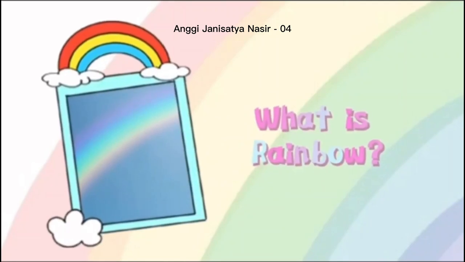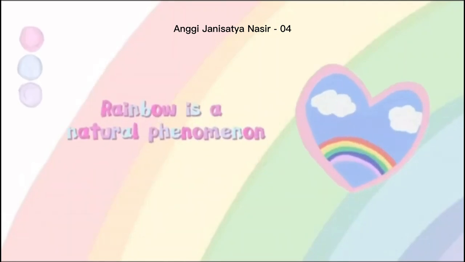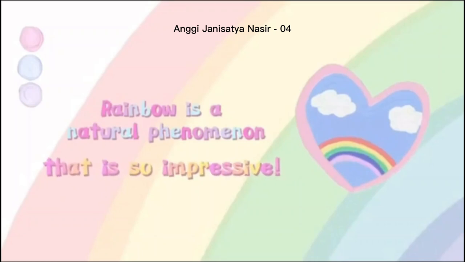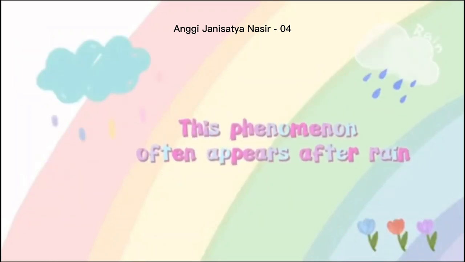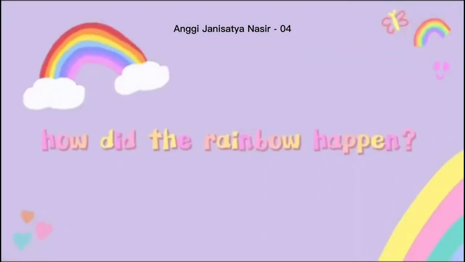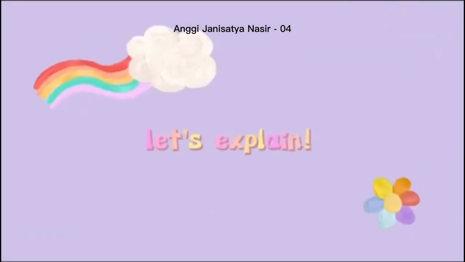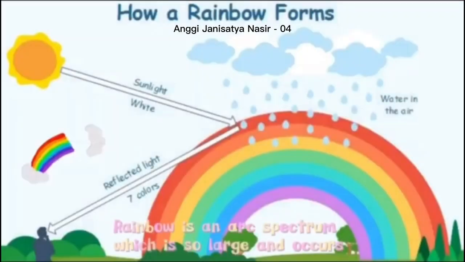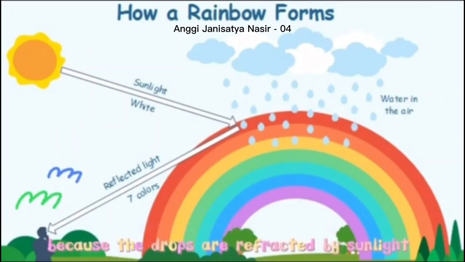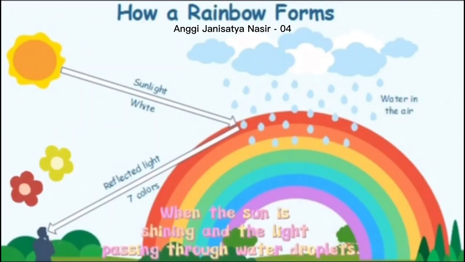What is a rainbow? A rainbow is a natural phenomenon that is so impressive. This phenomenon often appears after rain. How does a rainbow happen? Let's explain. A rainbow is a large arc spectrum which occurs because the drops refract sunlight.